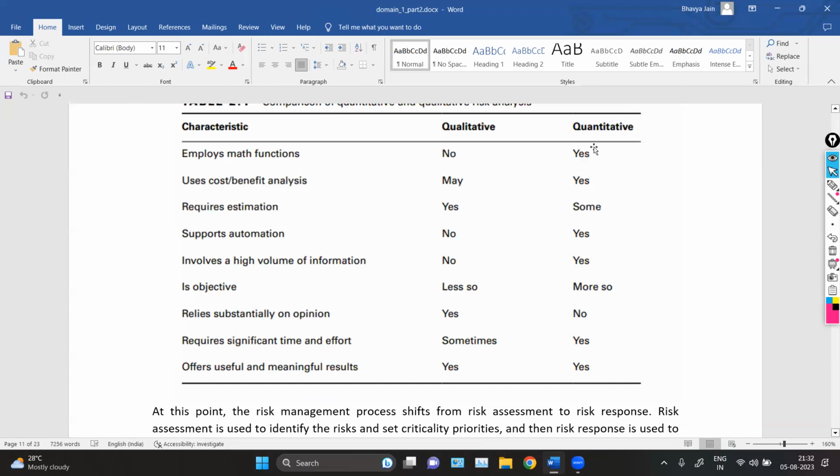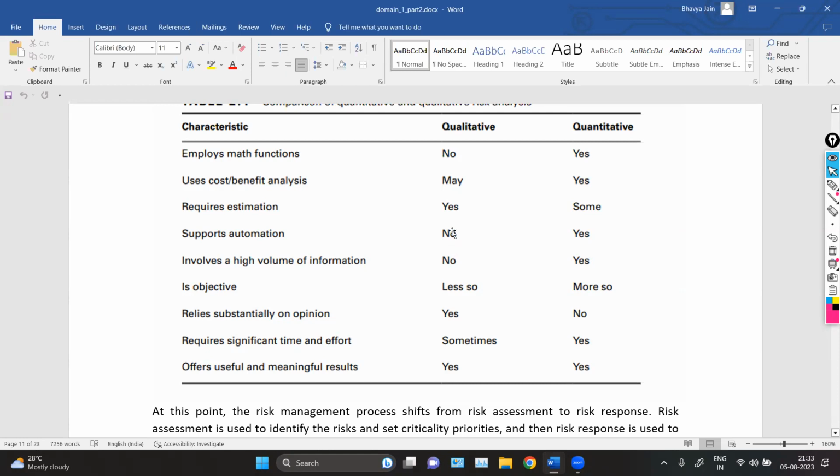In qualitative we don't need them, and in quantitative, yes. Uses cost benefit analysis: qualitative maybe, quantitative yes. Because qualitative depends on intuition and perspective, whereas in quantitative we get the exact value of the cost benefit analysis. Requires estimation: qualitative yes, quantitative some, because qualitative is subjective and quantitative is based on mathematical calculations. Supports automation: qualitative no, quantitative yes. So you cannot automate qualitative analysis because it depends on the users.